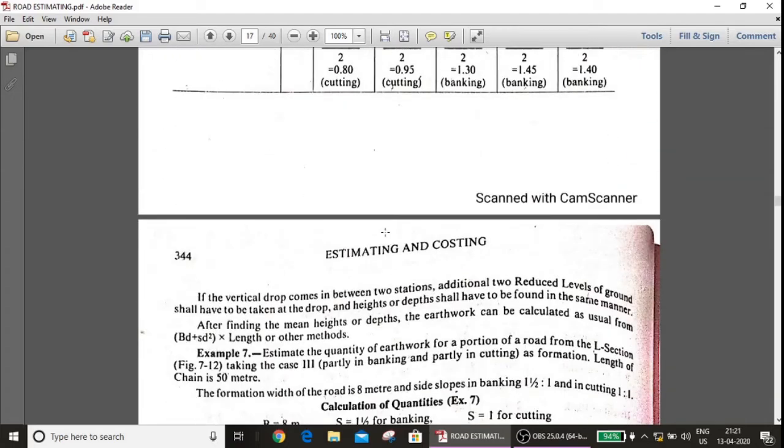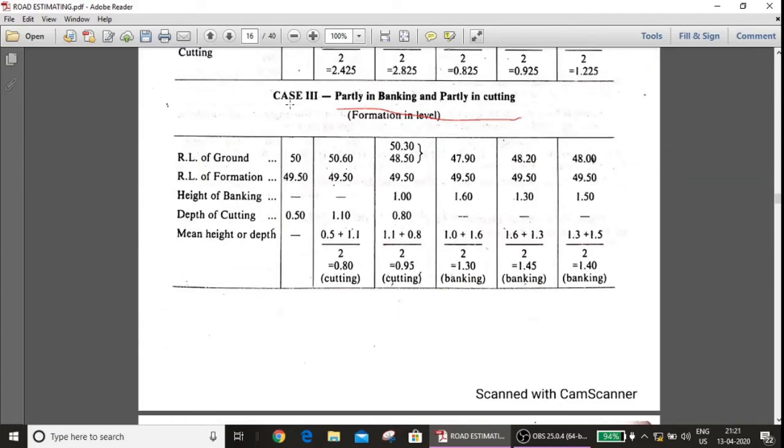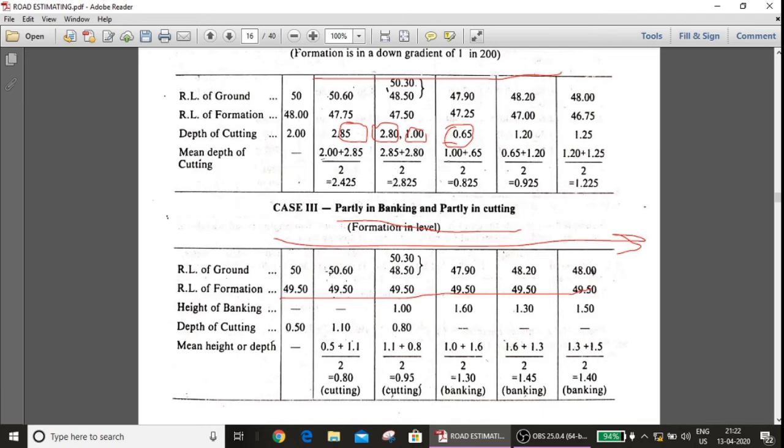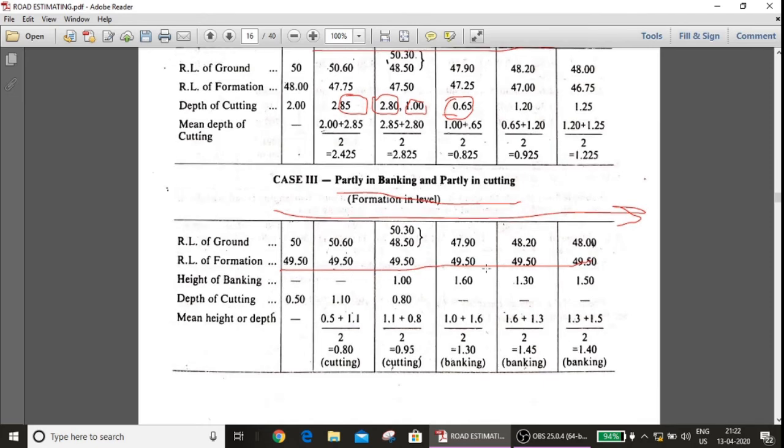So see the example. RL of the ground same as previous. The formation level given is 49.50. As the formation level is given as 49.50 and the gradient is not given, it is understood that the RL of the formation is constant. So here there is no need to subtract or calculate as in previous. 49.50 they have directly given, because there is no gradient given. Same value for all the stations.